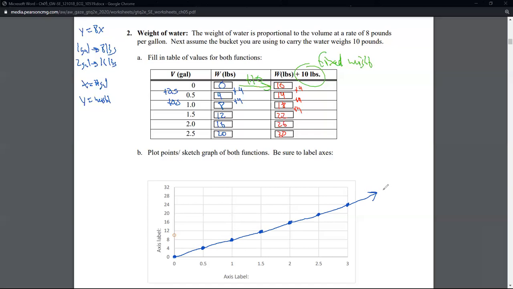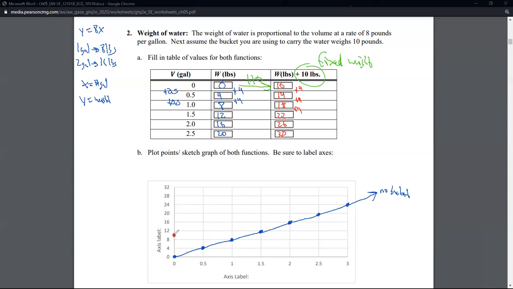So that was no bucket. Now let's do it in red with the bucket. So this is what we would have seen on the scale, but when we go to pick it up and haul it somewhere, we're really going to feel the red curve. So 0 gallons actually weighs 10 pounds because we got that bucket.